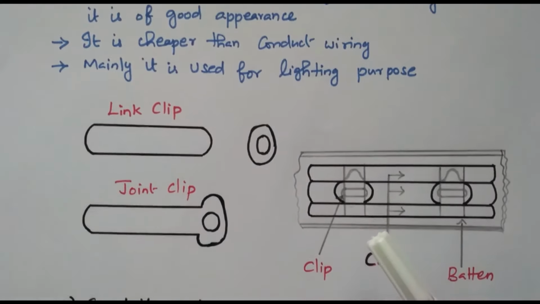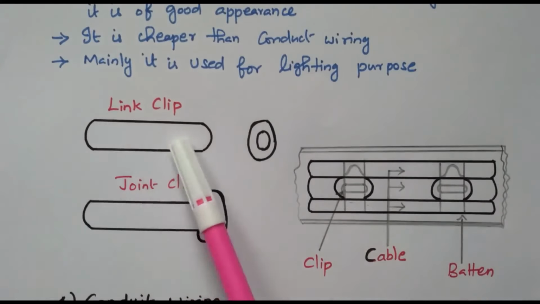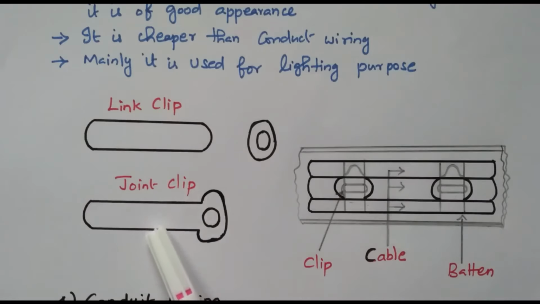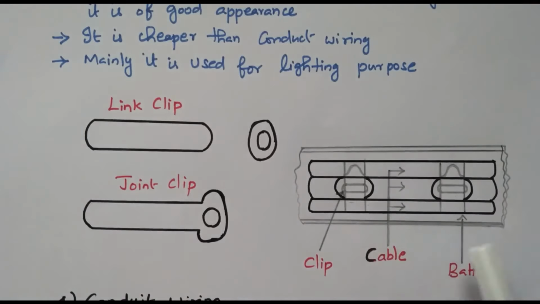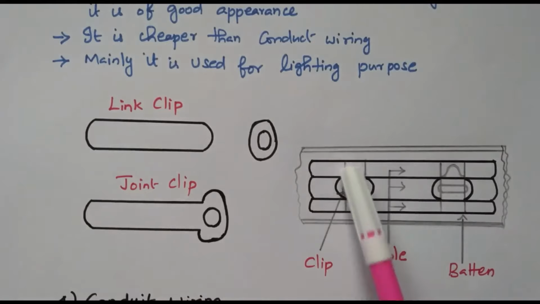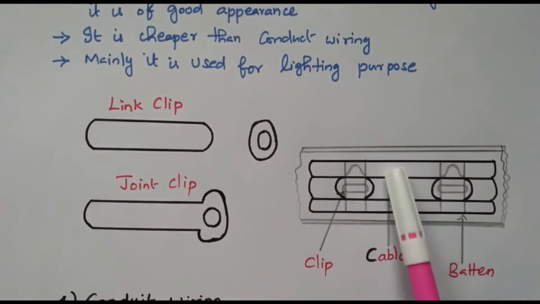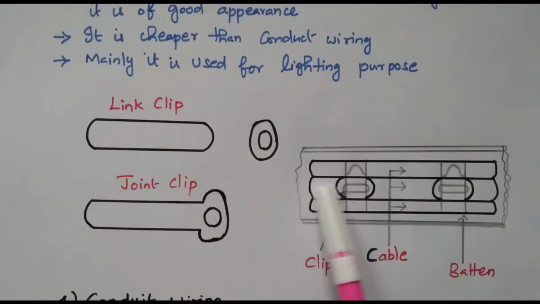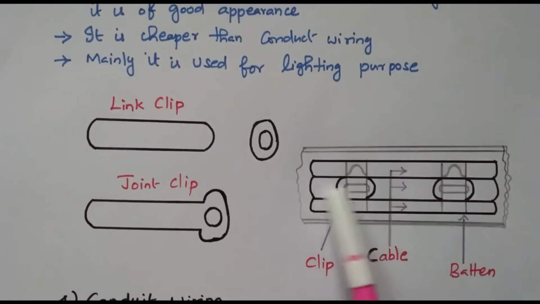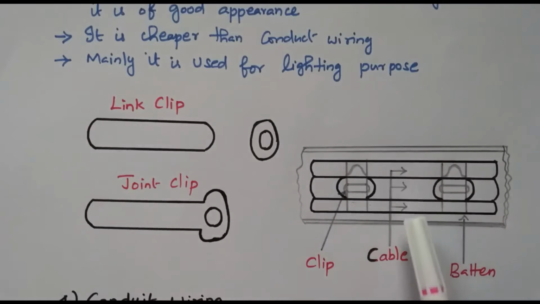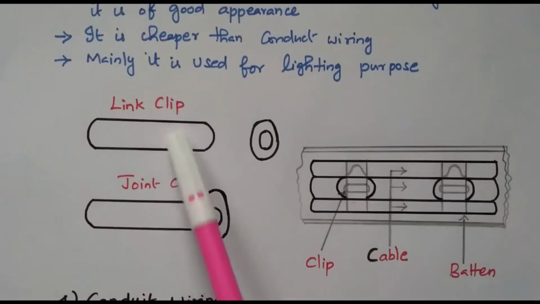So the diagram is available. So this is the link clip and the joint clip. So through the joint clip only the conductors are placed. See, here one wiring model is available. So this is the wooden reaper. So this is the clip, link clip. So these three lines represent three conductors running. We can place the three conductors, for example, neutral, phase, earth. These three conductors are held tightly by this joint clip, link clip and joint clip.